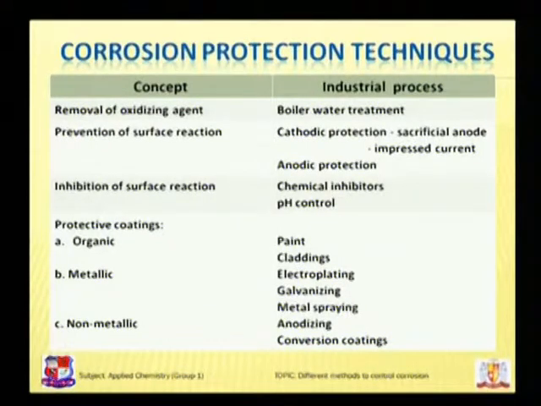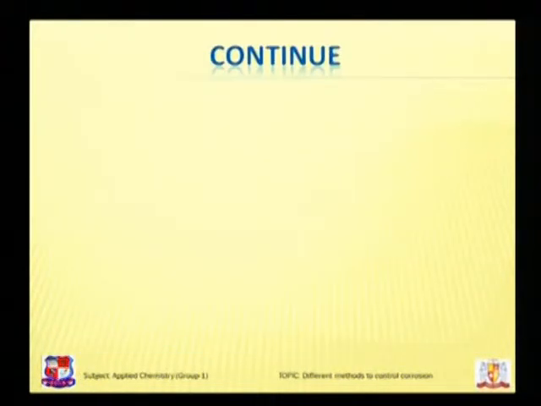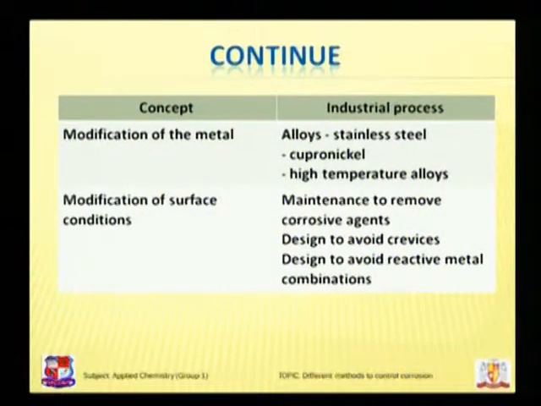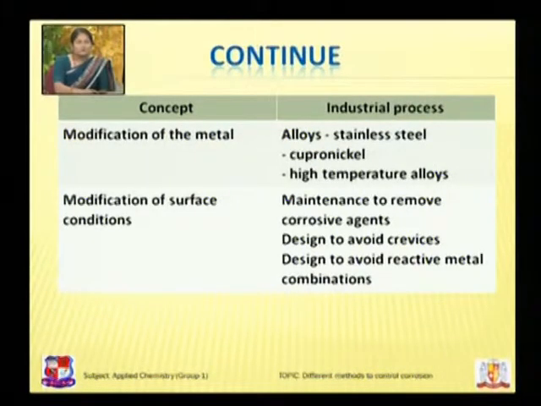In case of protective coating, organic coating, paint can be used, cladding can be used. For metallic coating, electroplating, galvanizing, metal spraying, as we have seen, are used in industries. For non-metallic coating, anodizing and conversion coating methods are used. For modification of metal, alloys are made, stainless steel, cupronickel, and high temperature alloys are used.